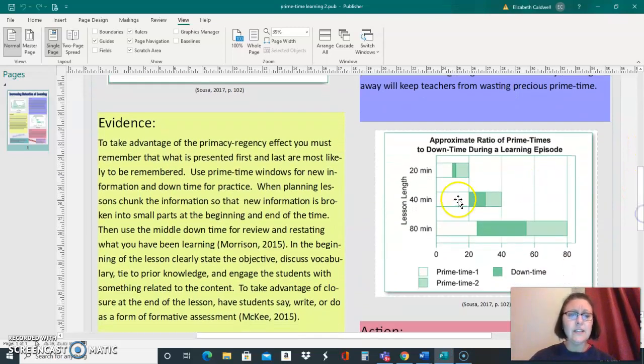Another thing to notice is that the amount of downtime in a 20-minute session compared to a 40-minute session is a lot less. So another idea is to take your 40-minute session and cut it in half and have two 20-minute sessions in order to connect that learning and have less time where they are not remembering.